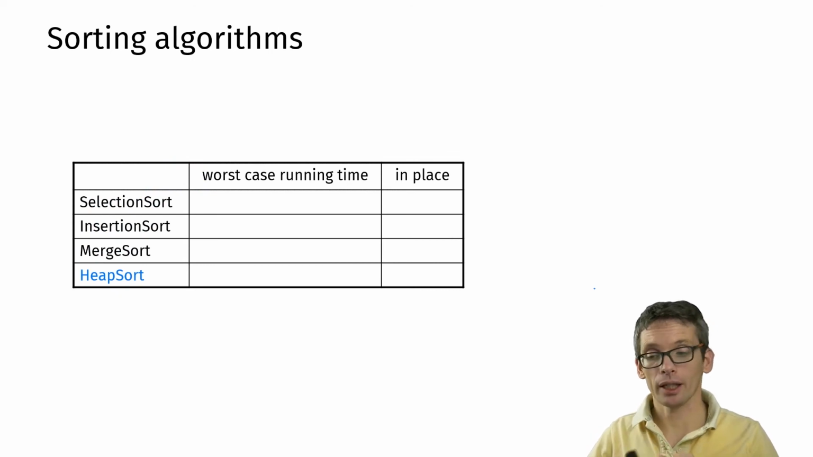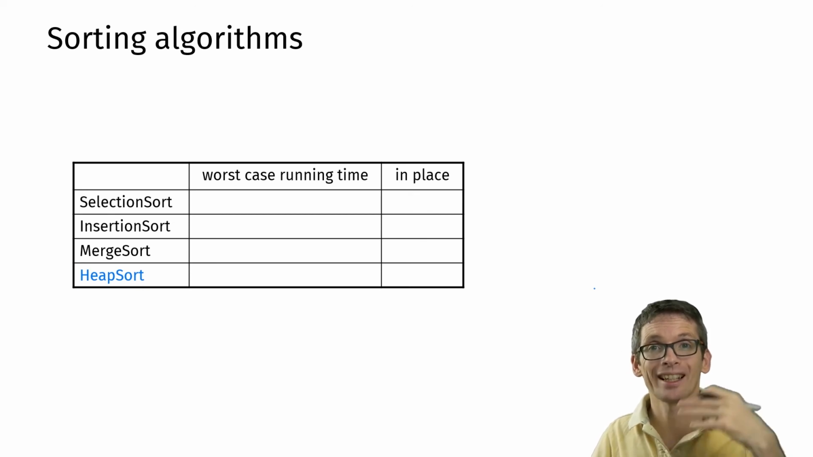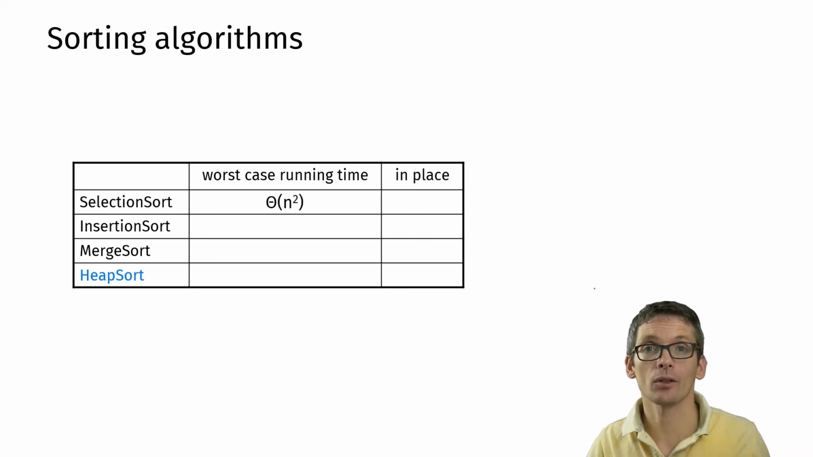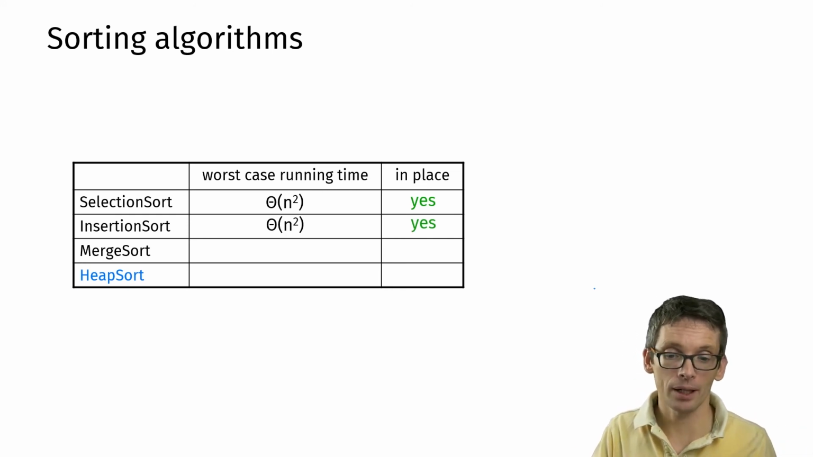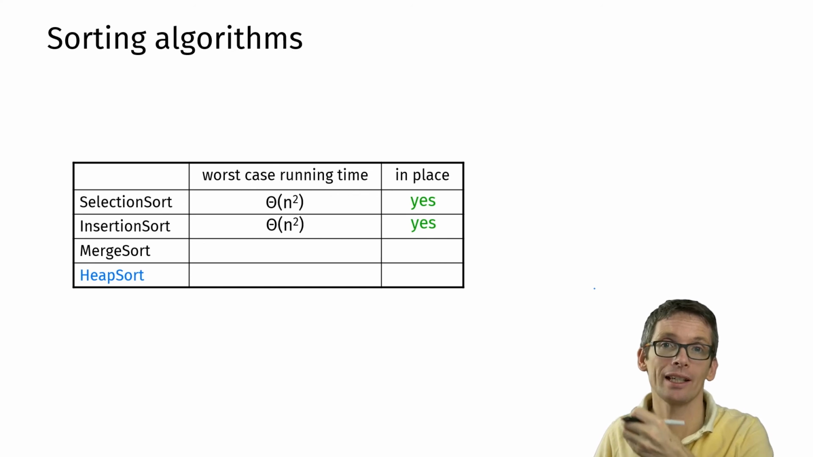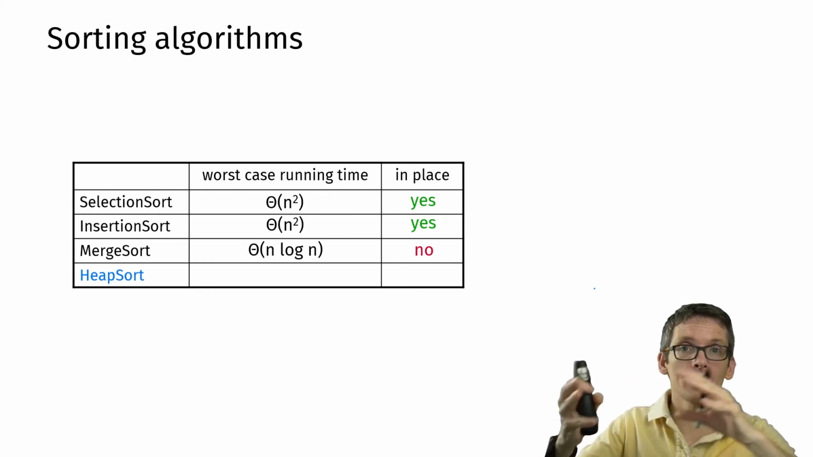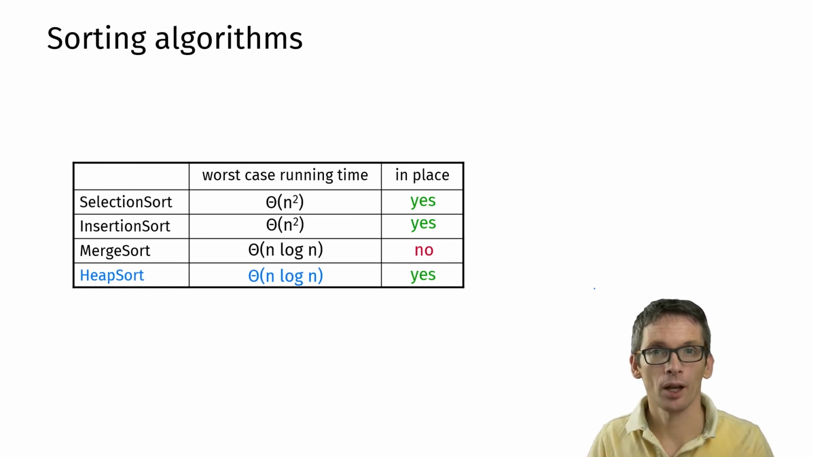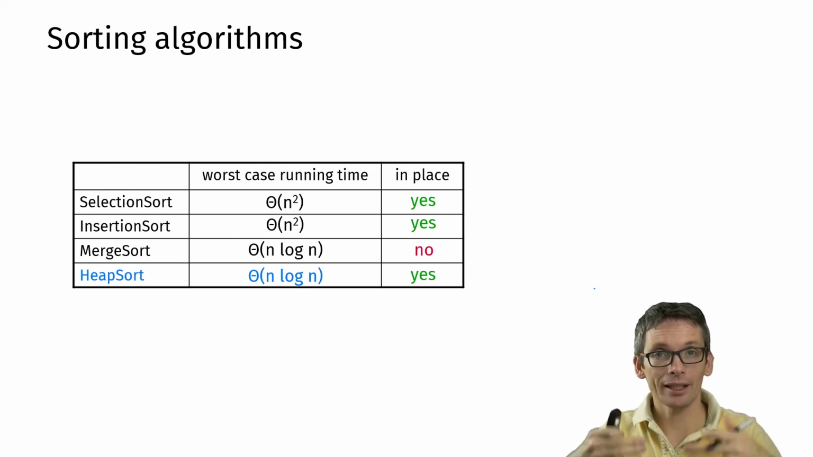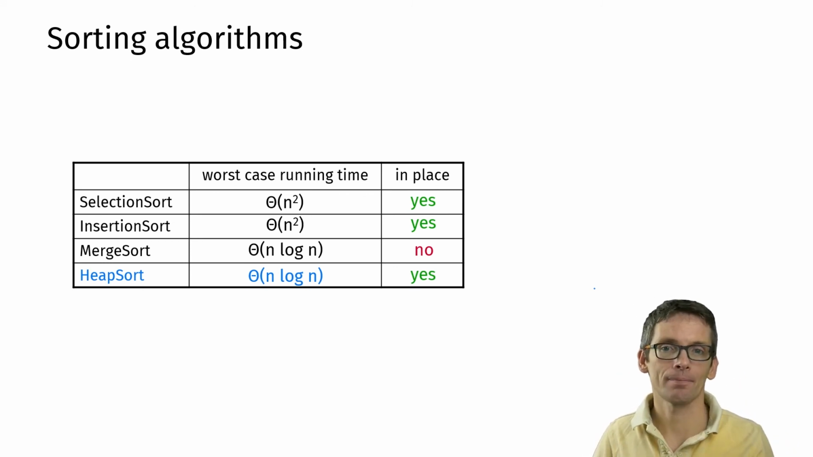We've seen a couple of sorting algorithms and they all had their shortcomings. Selection sort has a quadratic running time, so that is not good. It is in place. Insertion sort, quadratic running time, in place. Merge sort is efficient. It takes order n log n time, but it is not in place. We were swapping out the elements into auxiliary arrays and then back again. Heapsort gives us both. It runs in order n log n time, so that is optimal in the comparison-based model, and it is in place.